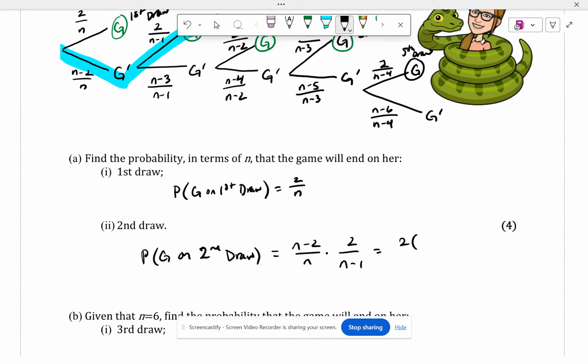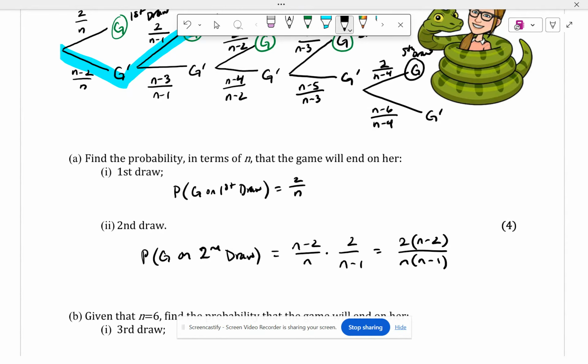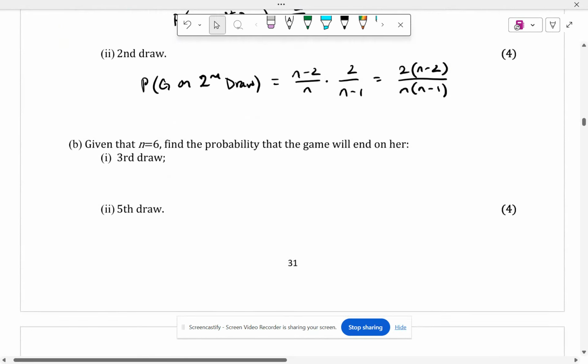So I've got 2 times n minus 2 over n times n minus 1. Should you expand or leave it like that? Just leave it. They didn't tell you that you needed to do anything with it, right? So just leave it. Looks good. Given that n equals 6.